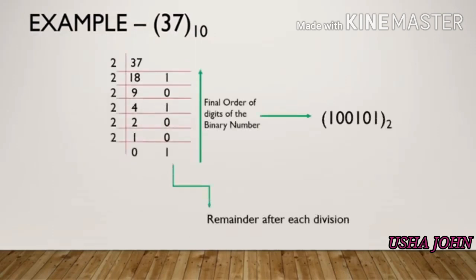Now let's see one example. See, 37, we divide by 2.